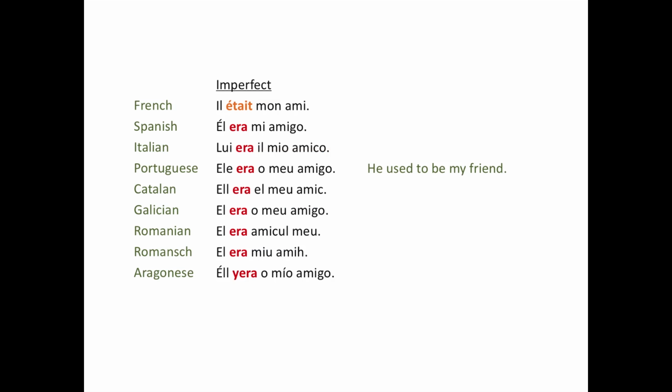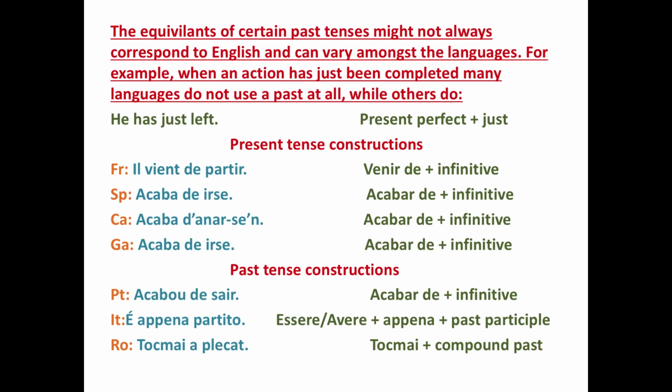So here we have the imperfect. As you can see, he used to be my friend. In all of these languages, this is what you would use. They're all the imperfect, and they're all used the same way. So it's very straightforward. And in these languages, they're spelled the same way, and it's the same exact word. The pronunciation is a bit different, but basically it's the same word.